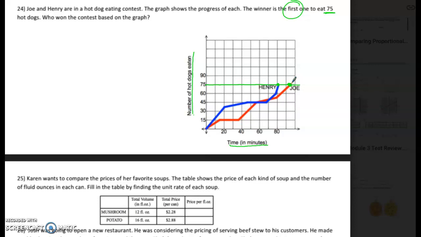Well, Henry was able to eat 75 hot dogs in 80 minutes, whereas Joe would have taken about 95 minutes. It's not labeled out here, but looking at our pattern, Joe would have taken longer. So who won the contest? That would be Henry.